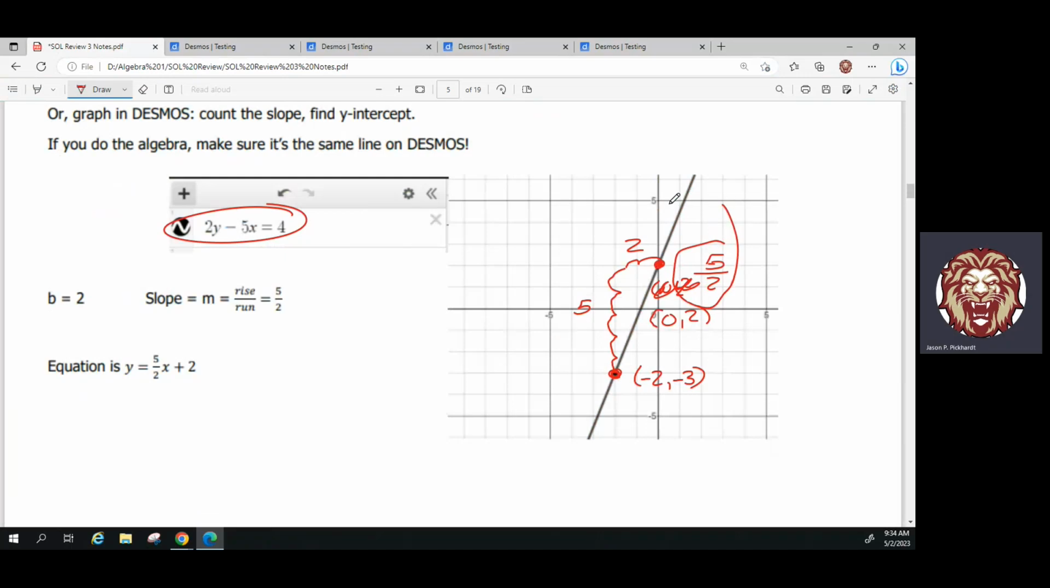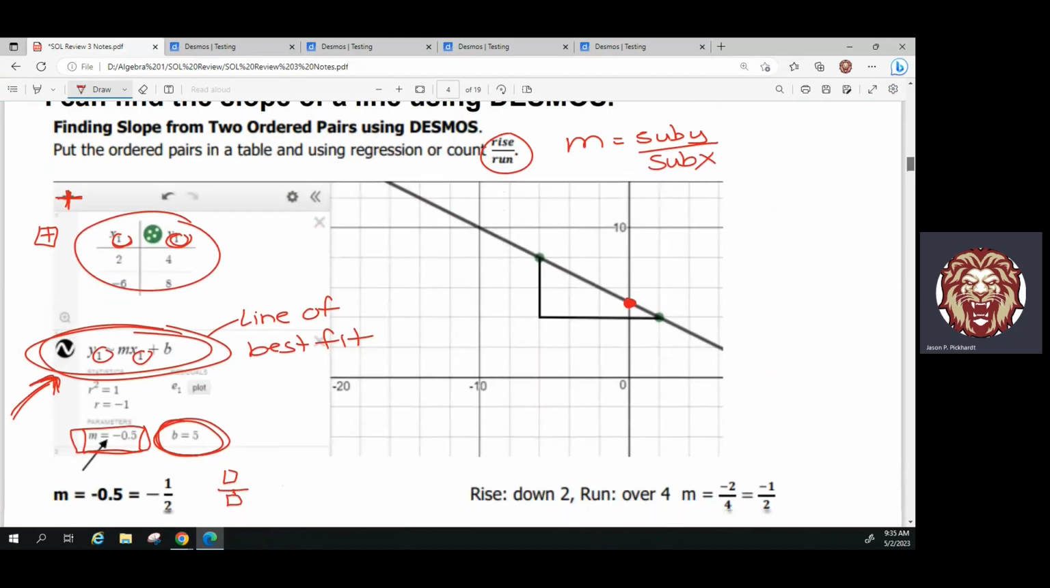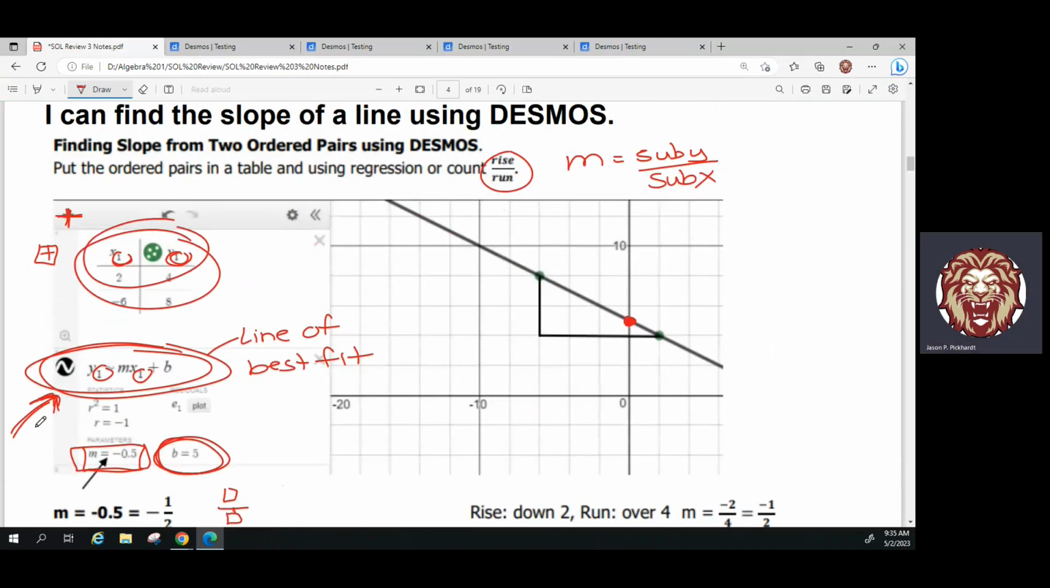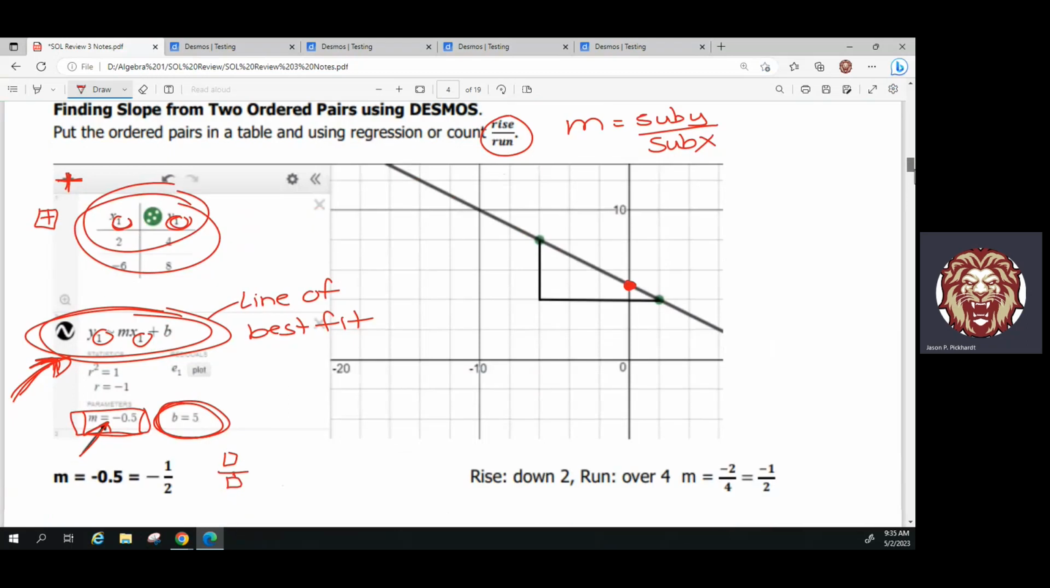So you find a way, whichever way you like best, to find slope. You can do some counting. You can use what we did at the beginning of the year. Slope means you subtract the y's, divide by subtracting the x's, or you can plug some coordinates into a table, use this y1 squiggly mx1 plus b, and the calculator will tell you the slope.